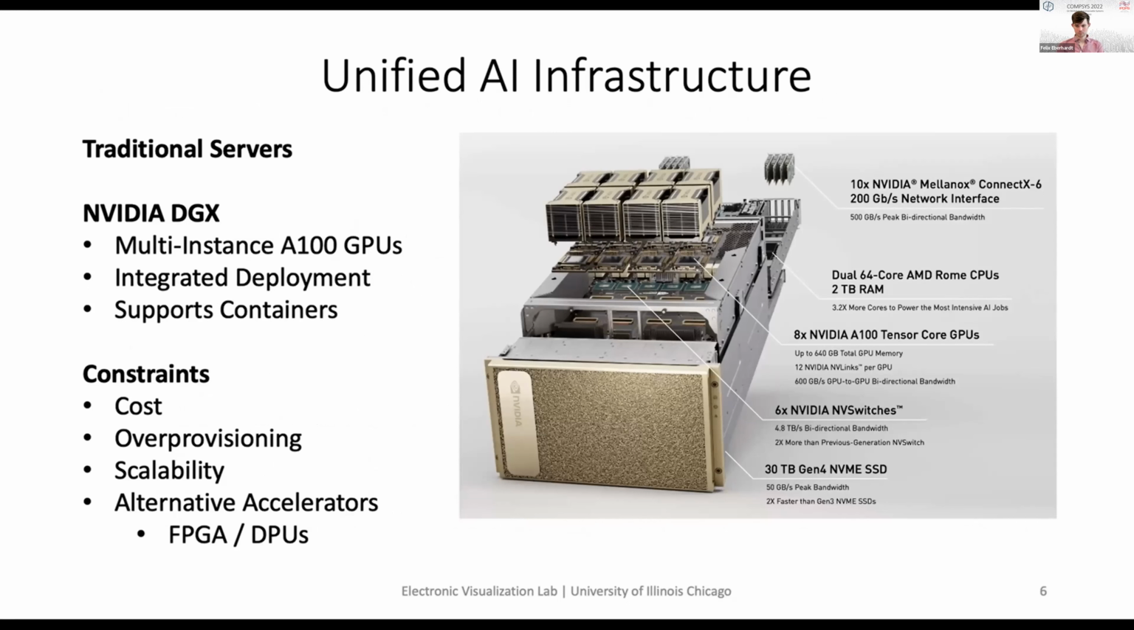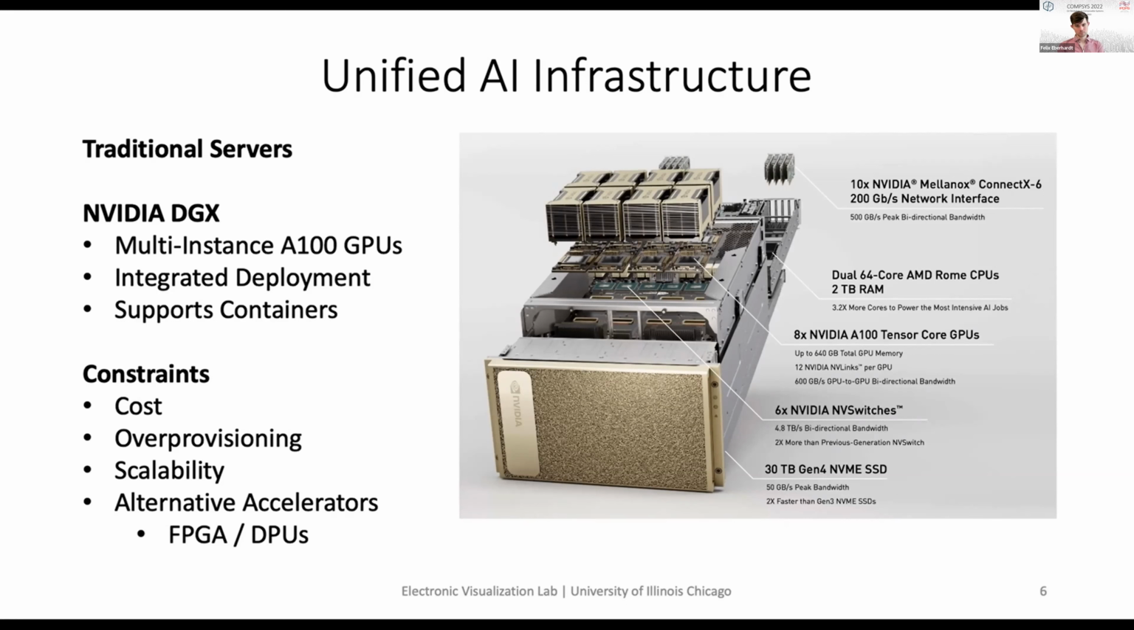Modern unified AI infrastructures like the NVIDIA DGX are really fantastic solutions and support a lot of our demands, but they're extremely costly. They're very over-provisioned. Like I said, we have this huge adjustable scale of requirements that the users need. And then they're not very scalable. So if we need to add more resources, we have to buy another one of those units.